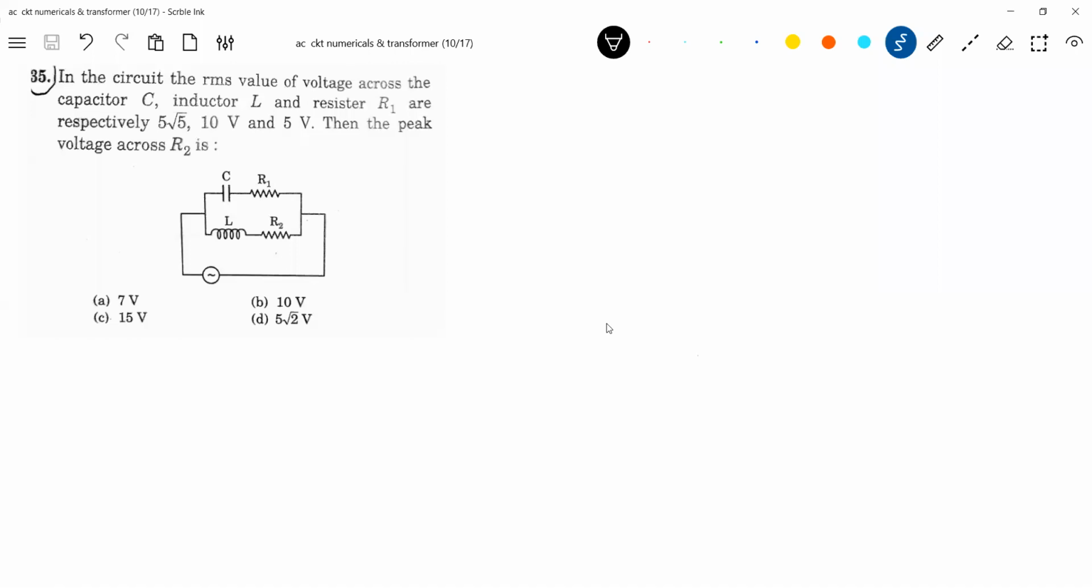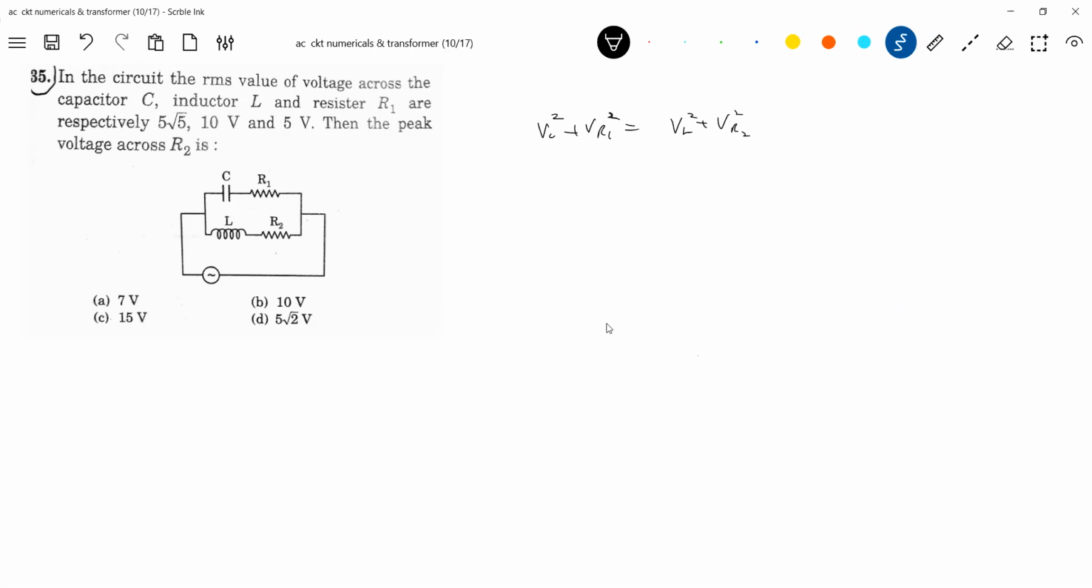How are they parallel, no? What is the basic condition for parallel? Potential drops must be equal. And he has given the drops across the inductor here, across the capacitor C, inductor L, and resistance R1, then the peak value. So first, across the capacitor: root of (VC squared plus VR1 squared) should be equal to root of (VL squared plus VR2 squared). Is it okay? Shall I write straight away this much only? No need to draw any phasor diagram.